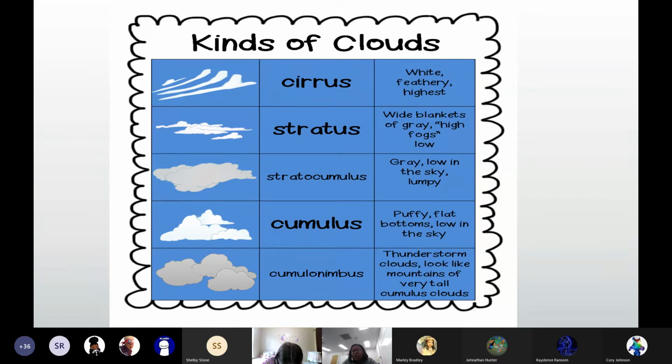Please finish up this chart if you've not finished. Notice Ms. Neville skipped stratocumulus. You don't need to know about that one.